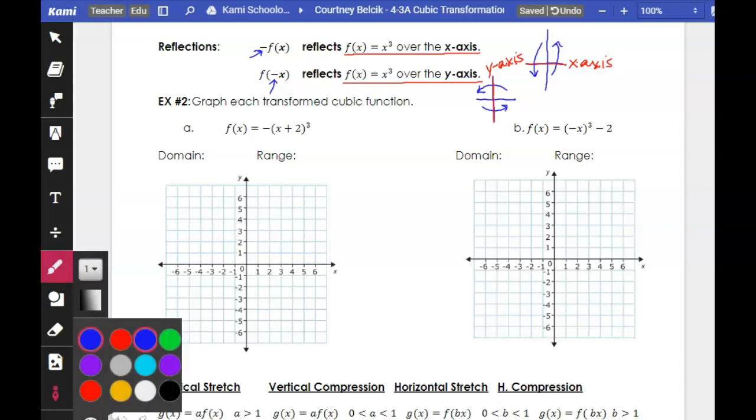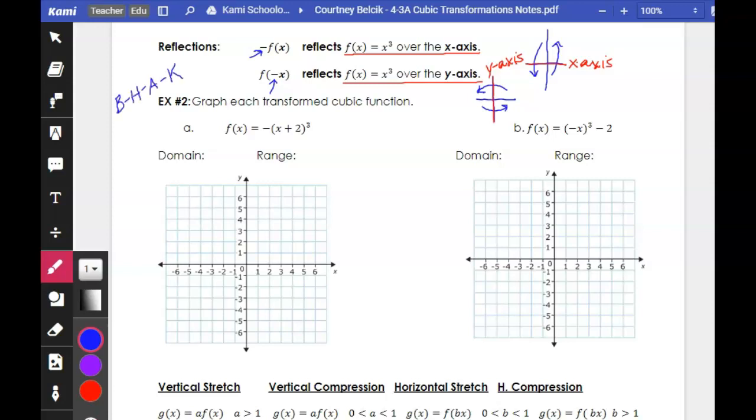Example 2 asks for you to graph each transformed cubic function. So if I graph each transformed cubic function, I do want to remember the order that I'm supposed to translate in, and perhaps you remember from long time ago, B, H, A, K. B, H, A, K. So stuff inside of the parentheses first, stuff outside the parentheses second. So I'm going to shift 2 units. 2 units in what direction? I'm going to take my parent function and I'm going to shift it 2 units to the left.